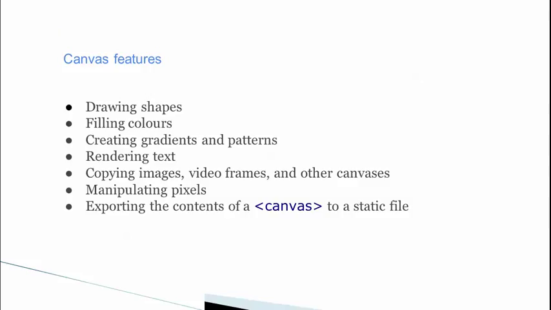Talking about Canvas features, we can draw shapes, circles, rectangles, polygons, curves using HTML5 Canvas. We can fill colors, we can create gradients, patterns, we can render text, we can manipulate a set of pixels, we can copy images, we can export contents of a canvas to a static file. So when your drawing is done in Canvas and you want to save it, we can save it as images.